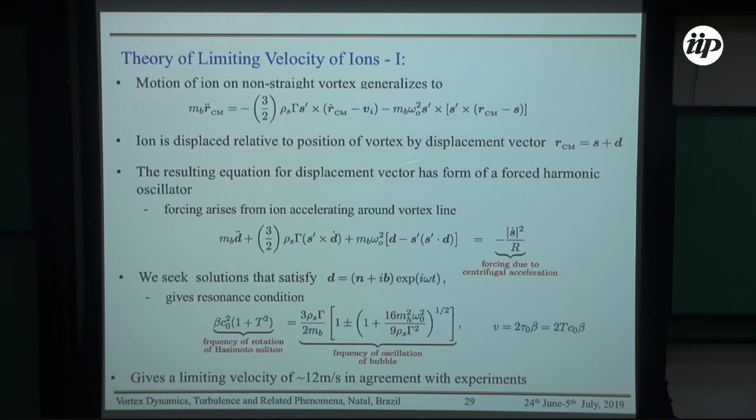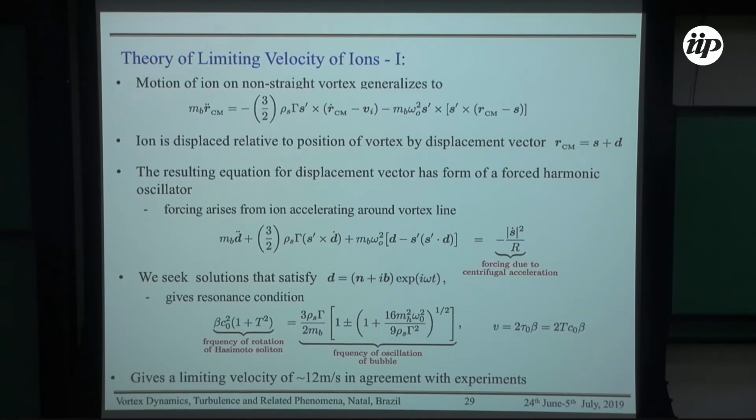So this allows me to obtain an equation for the displacement vector, and the important point to take away from this discussion is that what you end up with is a harmonic-like oscillator for D, but with a forcing term that is set by the fact that the ion is sitting on a soliton that's precessing at a certain frequency, and so it's experiencing a centripetal acceleration. This acceleration acts as a forcing term. So there's a frequency associated with this oscillation that's set by the soliton, and there is a natural frequency that will come out from this.